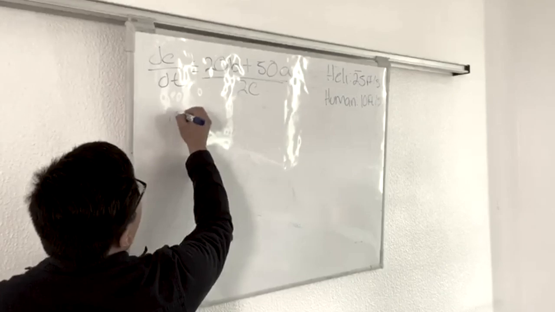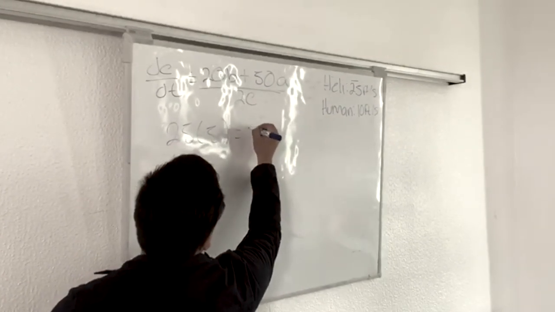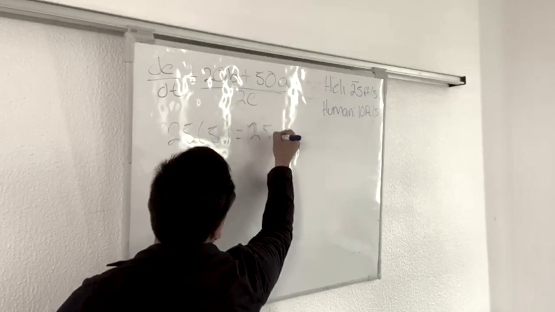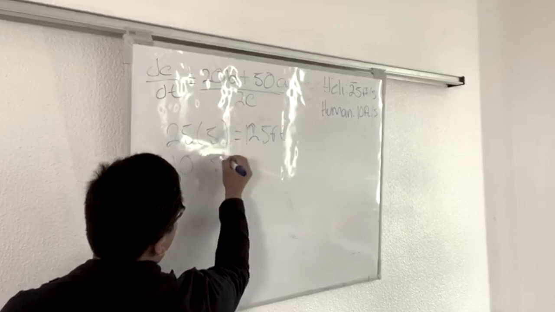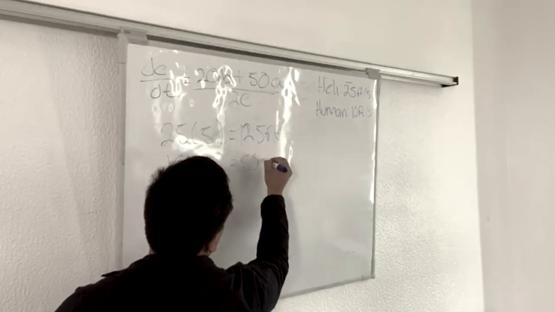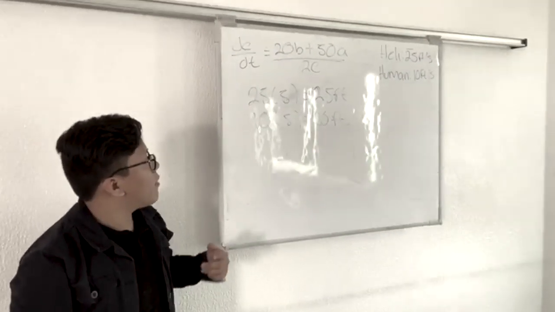25 feet per second times 5 seconds equals 125 feet. 10 feet per second times 5 seconds equals 50 feet. Now we have the distances of both the helicopter and the human.